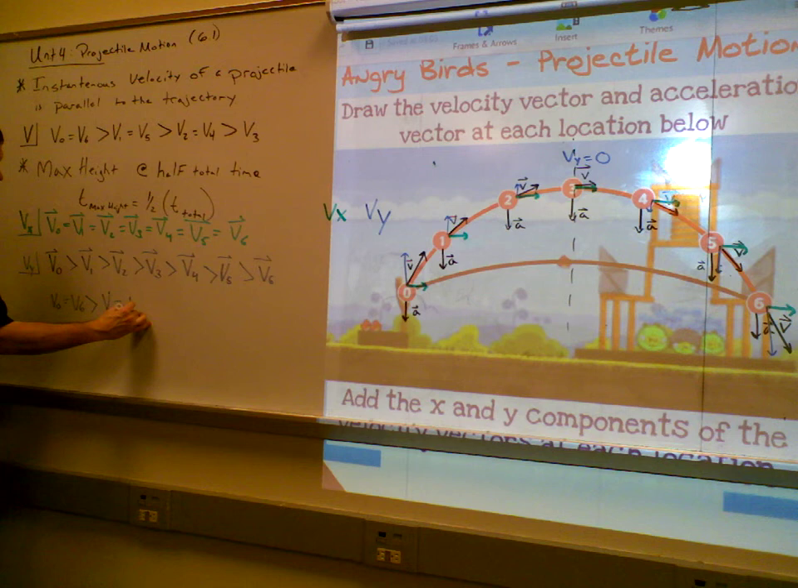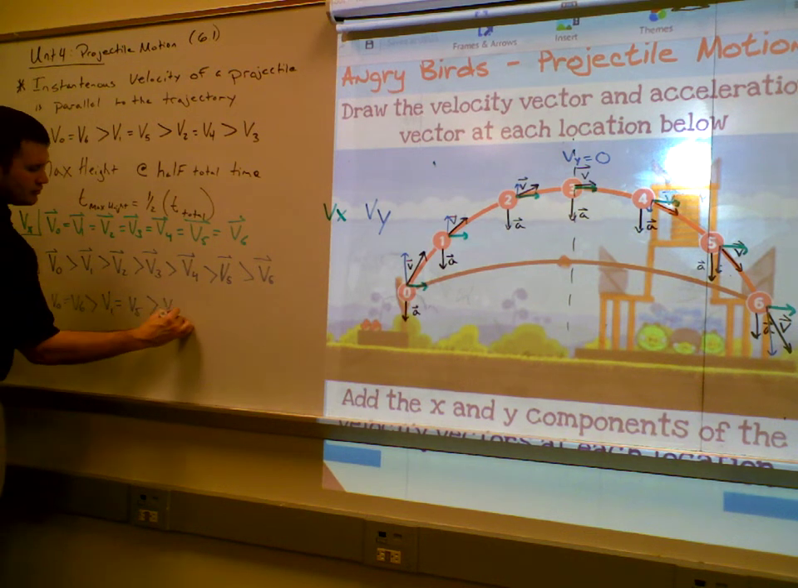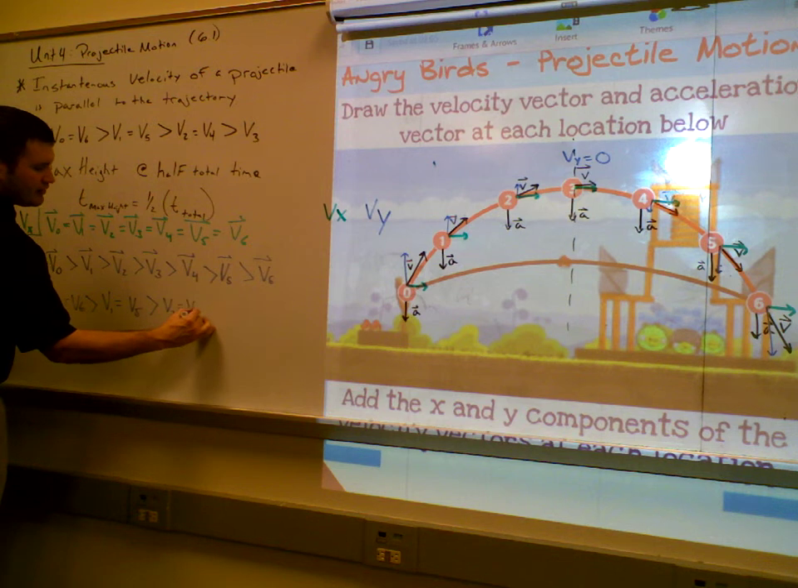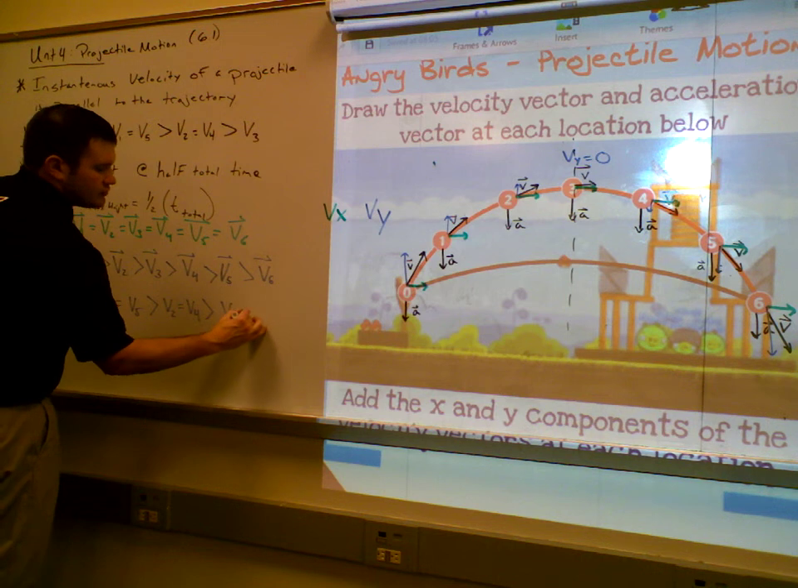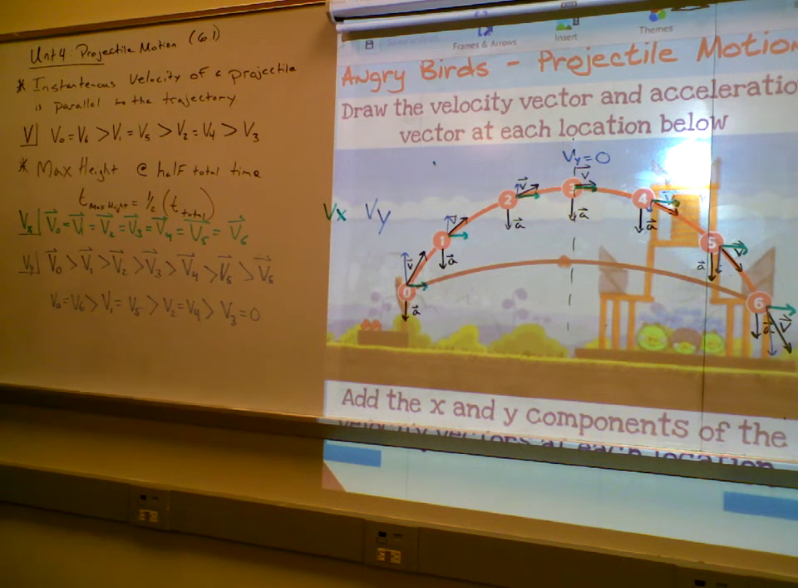V1 equals V5, and they're greater than V2, which equals V4. And they're greater than V3. What does V3 equal? Zero. So now we see a lot of greater than and less than signs here. But the most important part, I would say, is the x direction: the velocities do not change because there's no acceleration in the x direction.